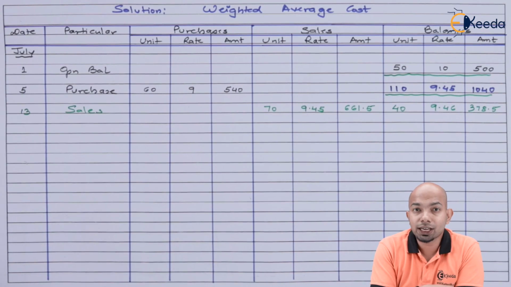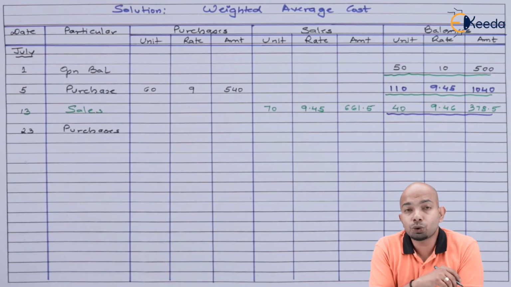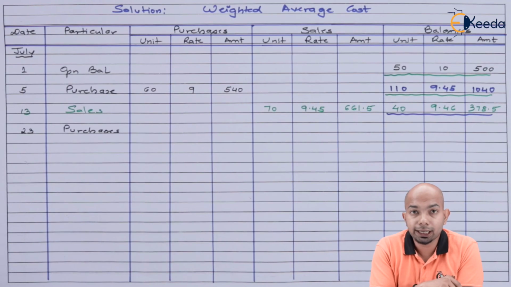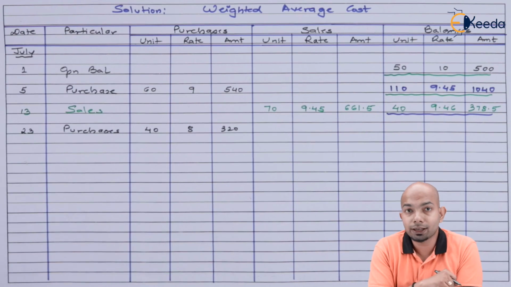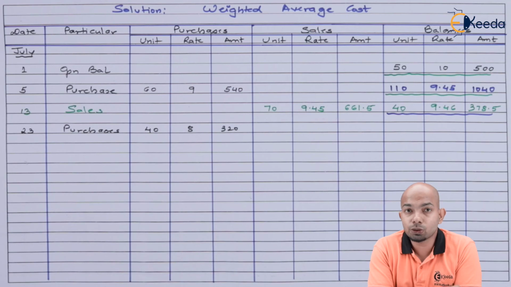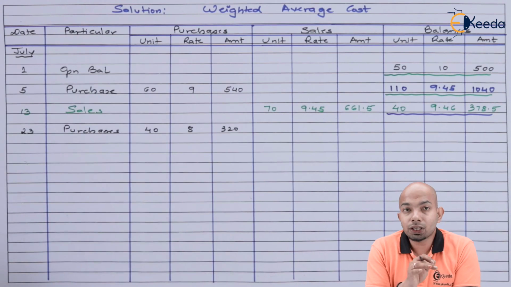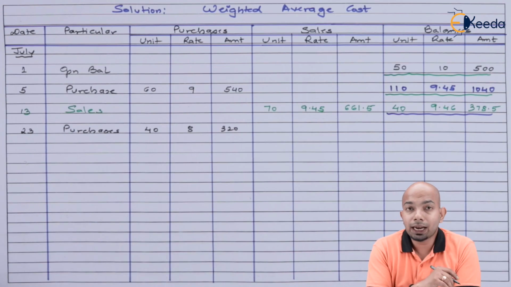Let's start with the next transaction then. Now the next transaction refers to the 23rd of July purchase transaction again. 40 units are purchased at the rate of 8 per unit, giving you a total of 320. Let's mention this in the balance. We already have a certain balance with us. That will be 40 units balance. Now another 40 will be added to it.